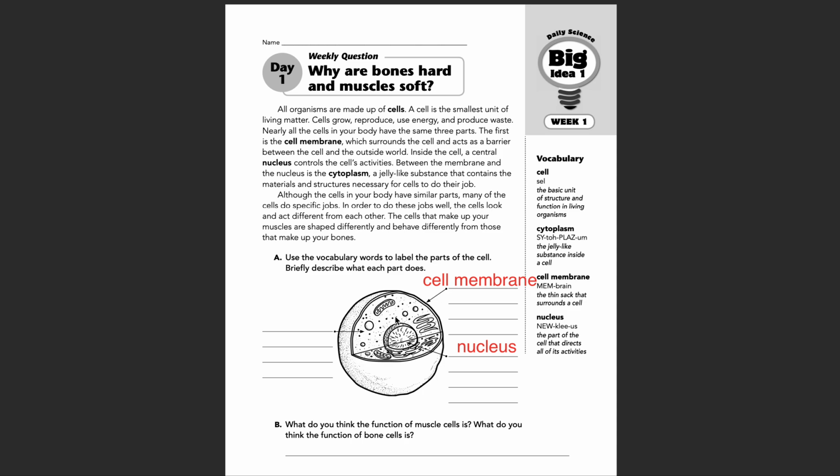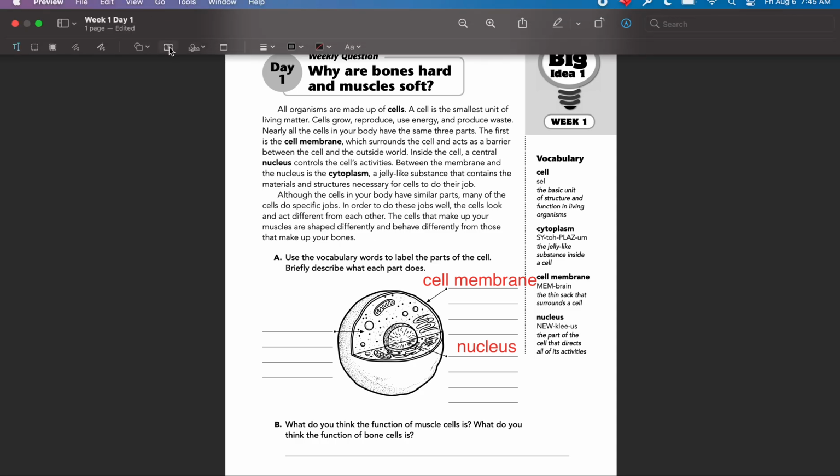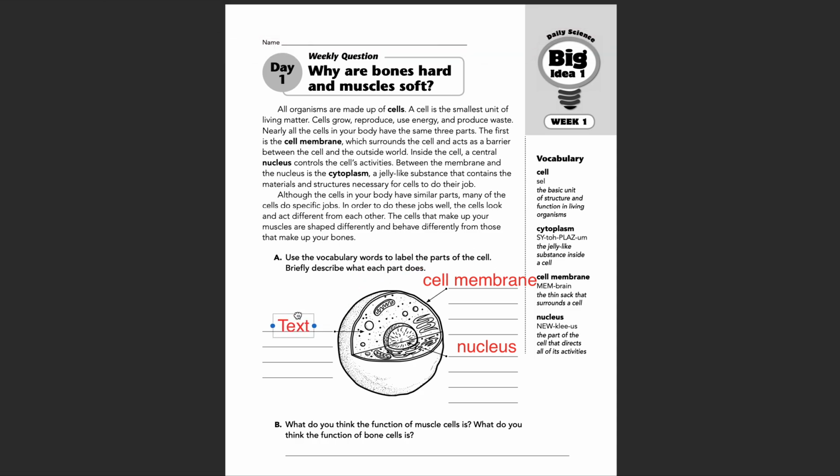And then the last one, this is between the membrane and the nucleus. This would be that jelly-like substance that kind of holds things together or holds things in place in the cell. That would be the cytoplasm. And then part B, for cytoplasm, you could say that it just contains the materials and structures needed for cells to do a job, holds everything in the cell in place. It's between the membrane and the nucleus. It's a jelly-like substance. Any of those responses would be good.